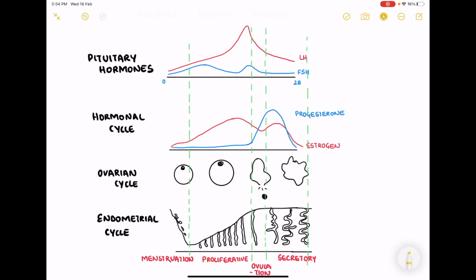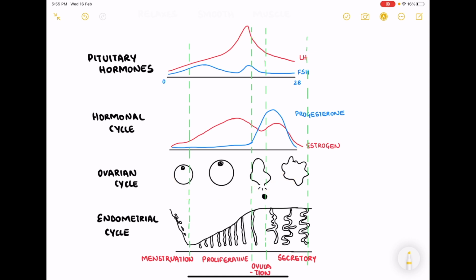Looking at the ovarian cycle, the increasing levels of FSH and LH cause maturation of the ovarian follicle, so it is maturing into a Graafian follicle. The LH surge leads to ovulation, so release of the ovum occurs over here, which is followed by corpus luteum formation.